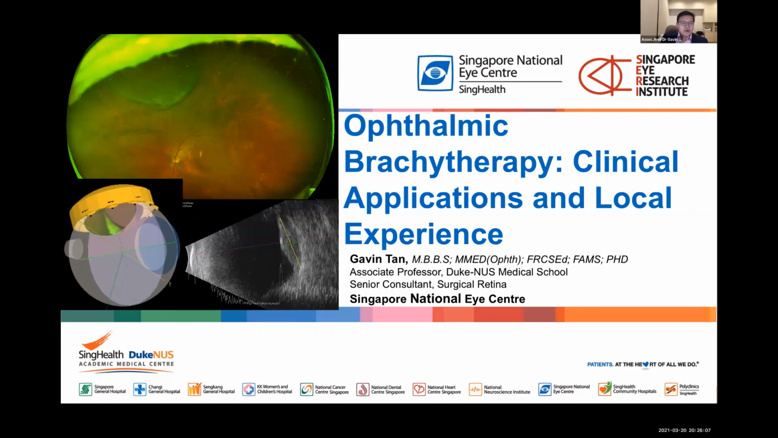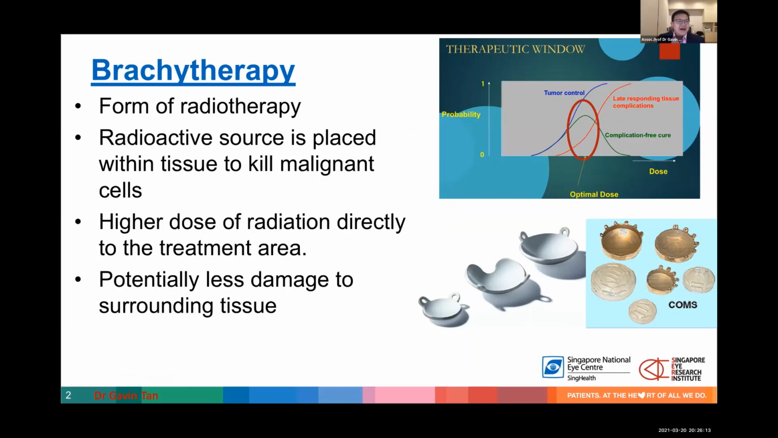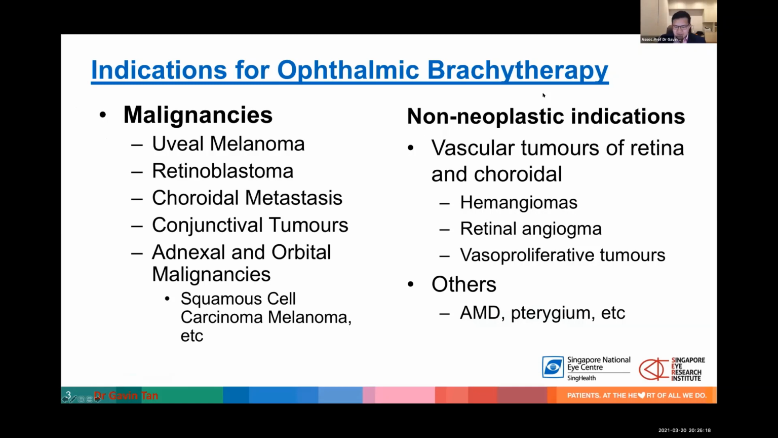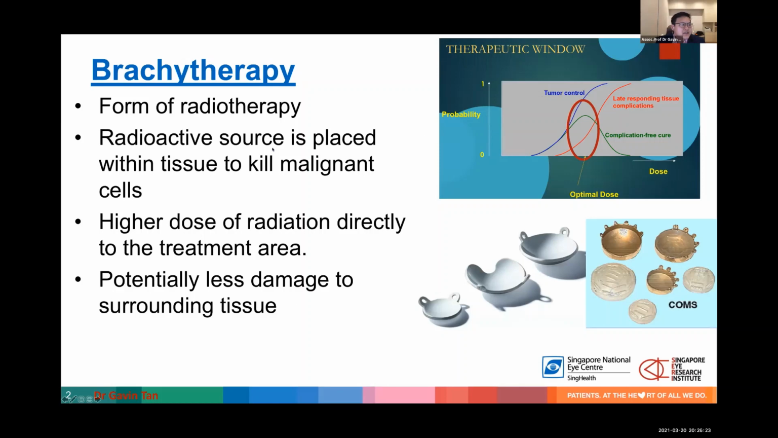So I think Dr. Singh has given a very good introduction into brachytherapy, how this is not something that's new or fancy. It's a treatment modality that's been around for years. It's a form of radiotherapy. Essentially in brachytherapy, a radiation source is placed within tissue to kill the malignant cells. This allows a higher dose of radiation directly to the treatment area, potentially providing less damage to the surrounding tissue as compared to something externally applied like external beam radiotherapy.